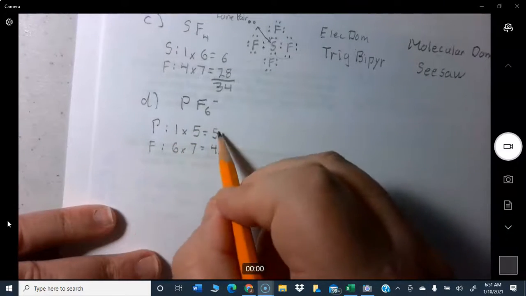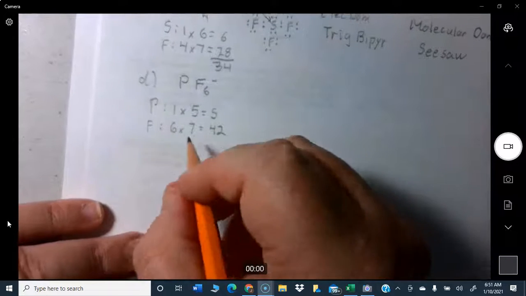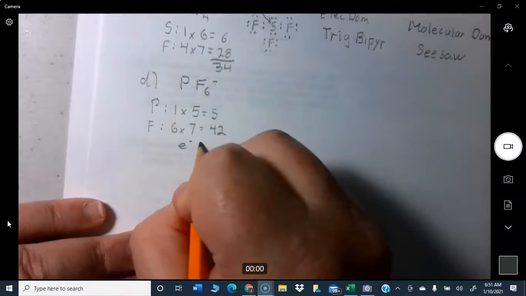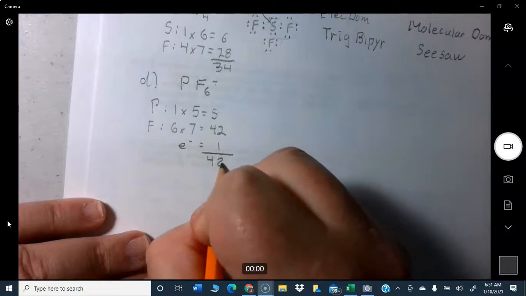Okay, notice this would give us an odd number, which would make life difficult. And there are occasionally some that have odd numbers. But you're going to add that negative sign. That's an extra electron. So now we have an even number, 48.